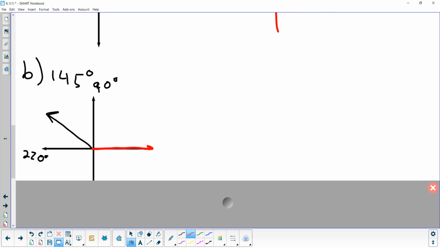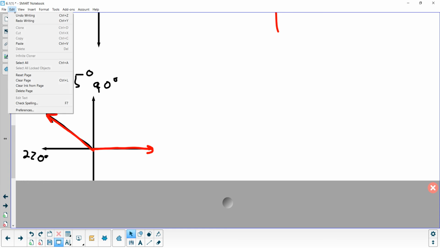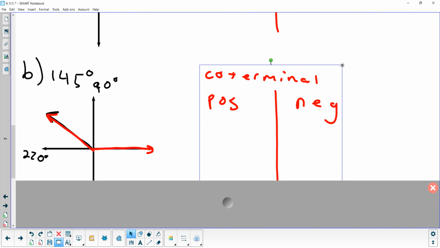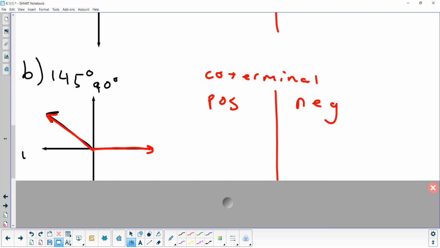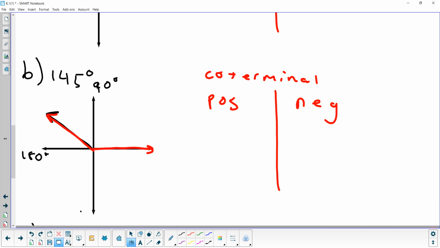All right, so there's my angle. Now, let's write down one that is coterminal and positive, and coterminal and negative. Do you mean, on the curve, do you mean 90 and 180? Yeah, thank you. Yes, 90 and 180. 270 is at the bottom, and this is 360, which is the same as 0. Okay, what's an angle that would be coterminal with 145 and positive?